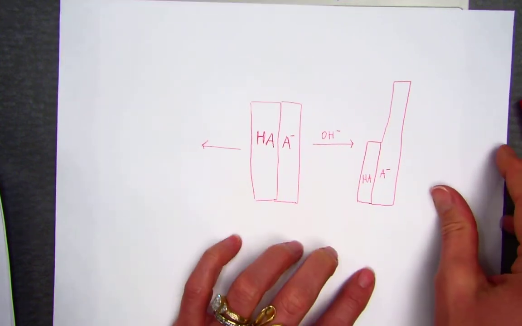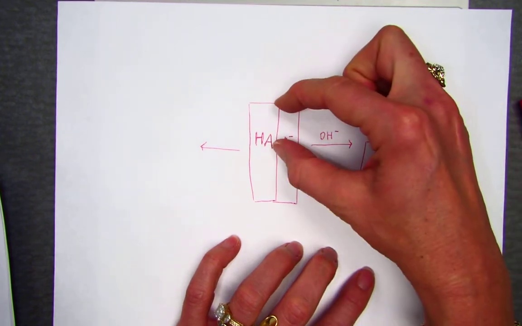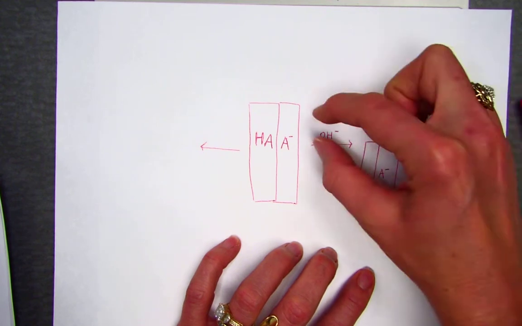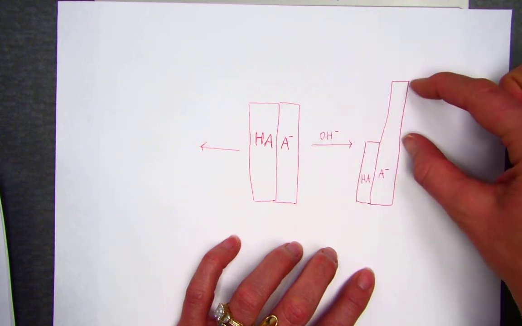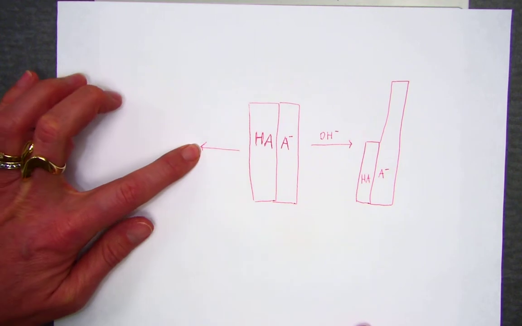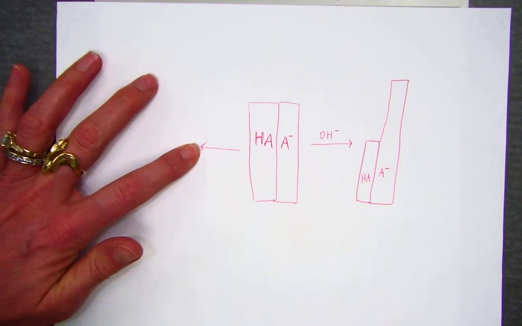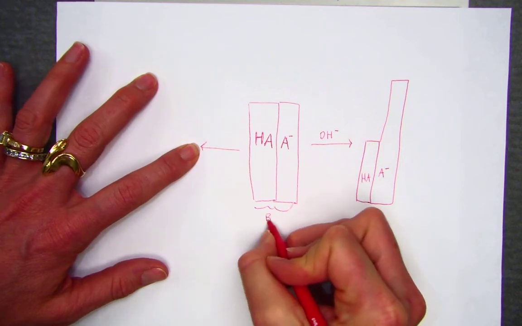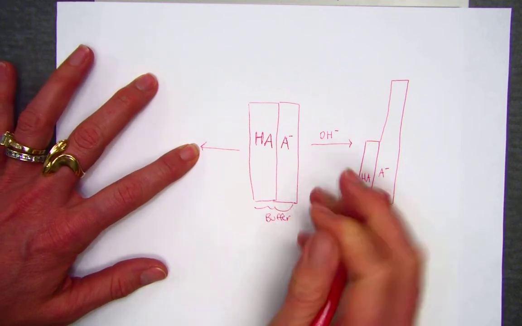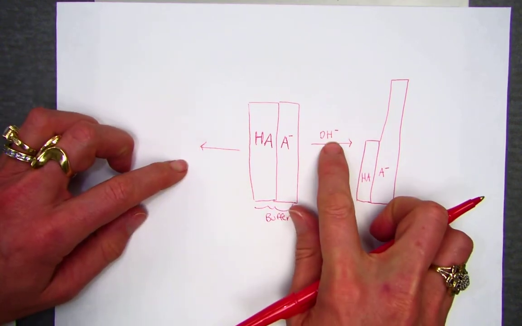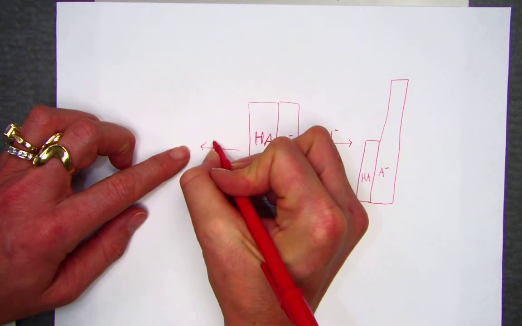And if I could show the amount that the HA went down in the bar graph is exactly the same amount that the A negative went up. So they're consumed and produced in an equal amount. Let's suppose I add more acid to this buffered system. So these two are systems acting together to create a buffer. Pairs of chemicals in the same container that can either absorb excess base or excess acid.